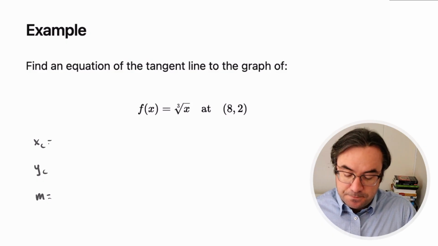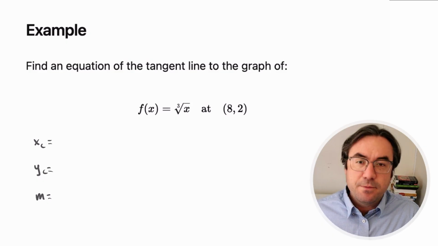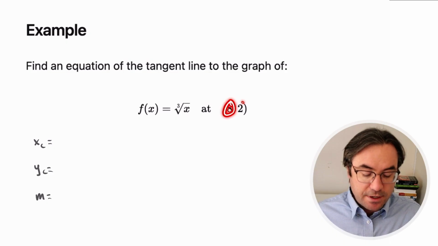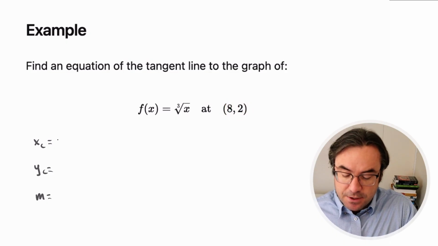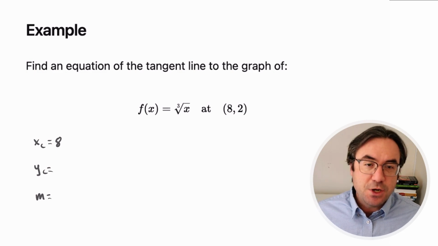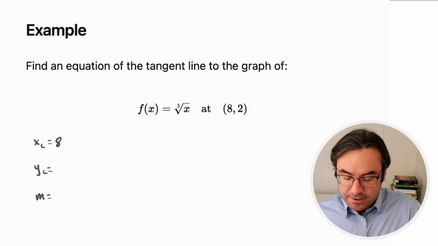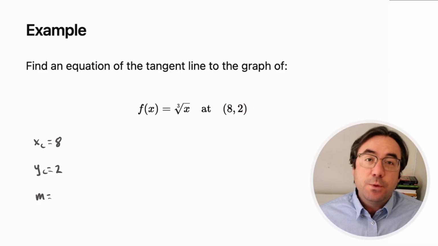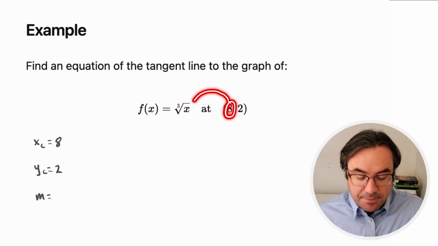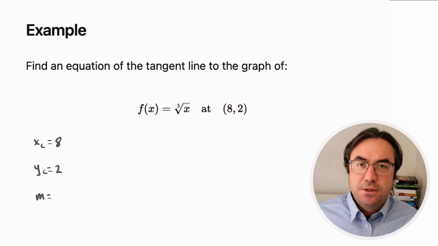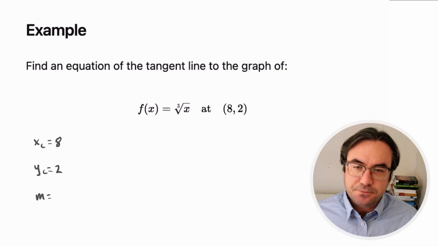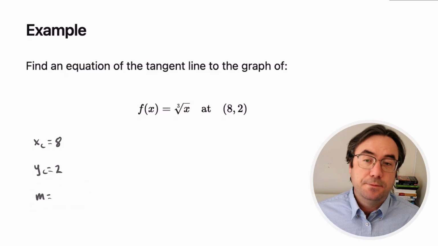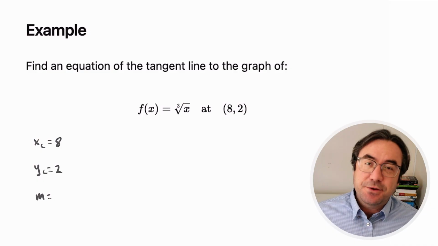All right, so let's look. What information do we have? Well, we have a point. This is telling us the x coordinate and the y coordinate. So let's write those down. The x coordinate is the first number, so 8, and then the y coordinate is the second number. If we weren't given the y coordinate here, we could still find it by taking 8 and plugging it into our original function. So the cube root of 8 is 2. All right, so we're going to need our slope. That means we've got to calculate our derivative.